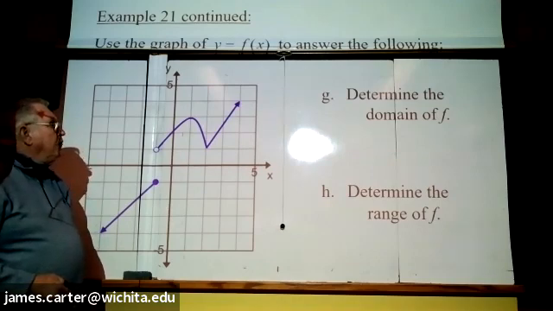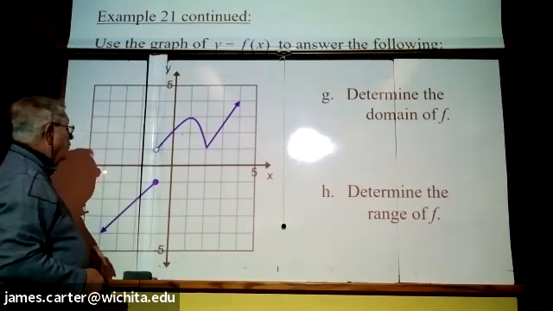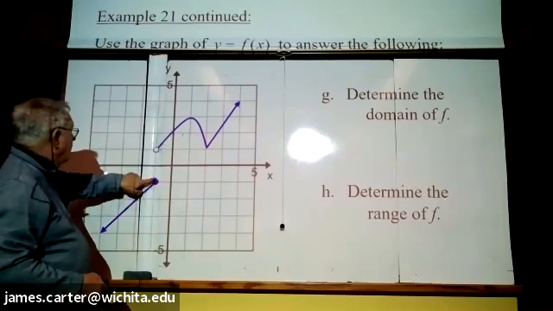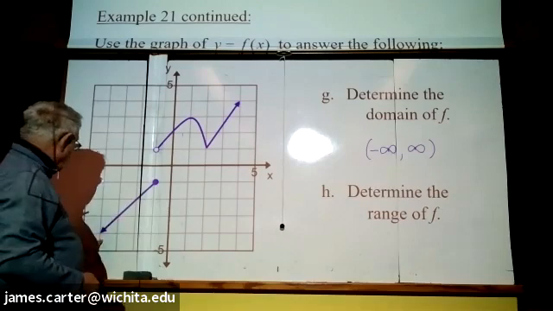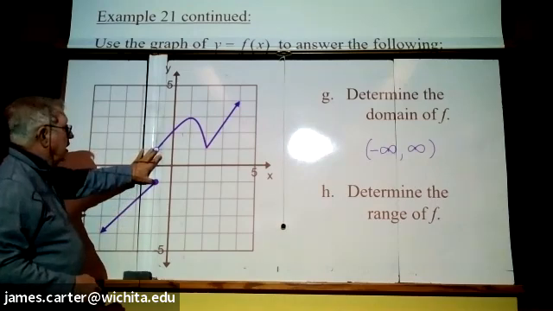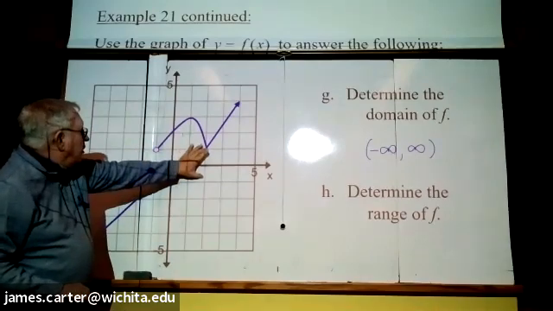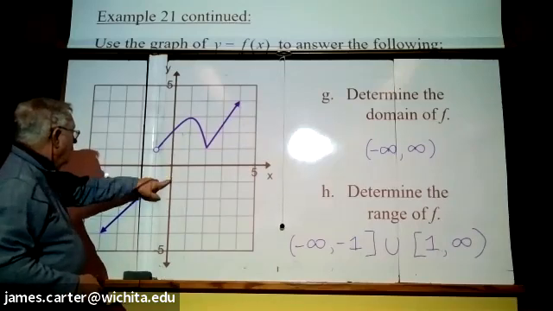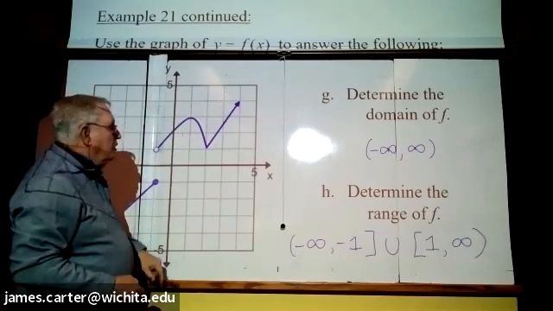Okay, to determine the domain of f, what is the range of x values? And determine the range of f. Remember, the range is the set of y values. Well, this continues forever, that continues forever, and this point is included, so negative infinity to infinity. For the range, this goes to negative infinity, so that's our low end. We have a gap here that we're going to have to show with a union. Although this point is included, we're still missing from here to here. So we have from negative infinity up to -1, union 1 inclusive to infinity.